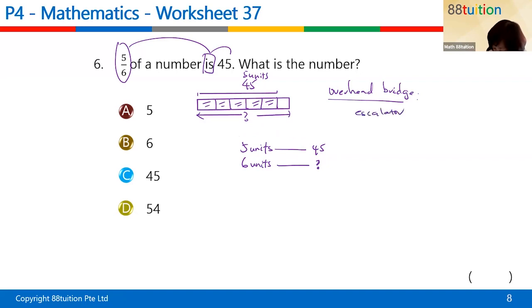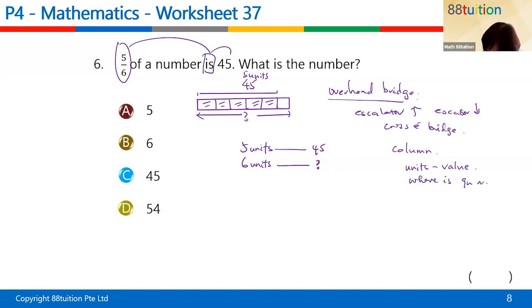How does this overhead bridge work? Using your escalator up, crossing the bridge, escalator down, and you cross the bridge. First thing, I will start by drawing the columns. The column is here, the 5 units. So unit column and value column. The unit versus the value. So all must be in this place. Where is the question mark? Put the question mark and start from there.